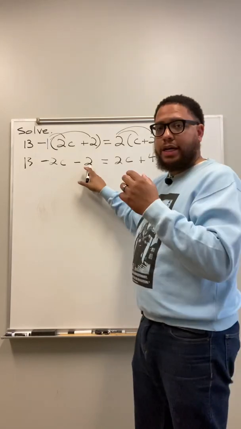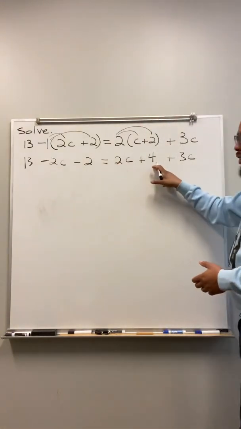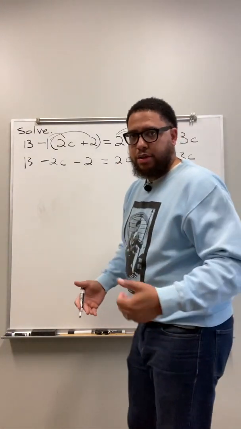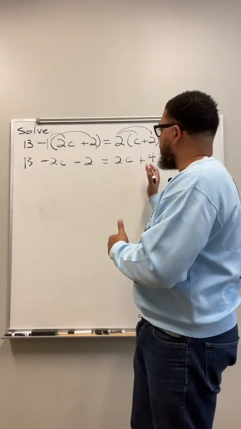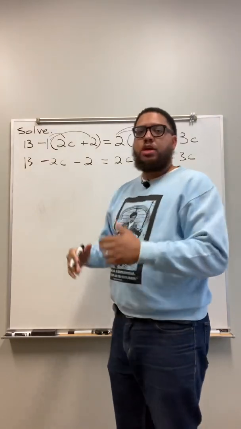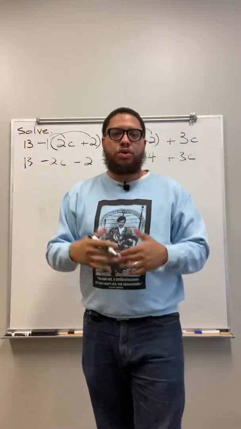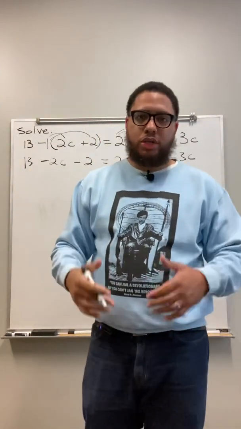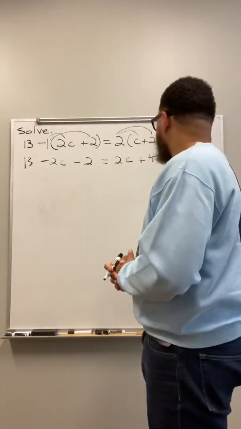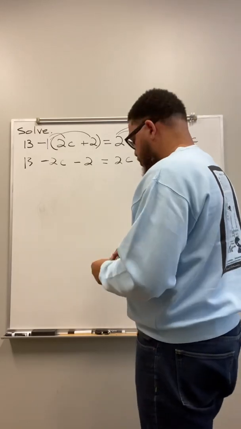Negative 2 is a constant term. 4 is a constant term, right? So I want all my constant terms on the right-hand side of the problem. I want all my variables on the left-hand side of the problem. So when I move them around, that's called transposing. That's what that's called. That's called transposing.